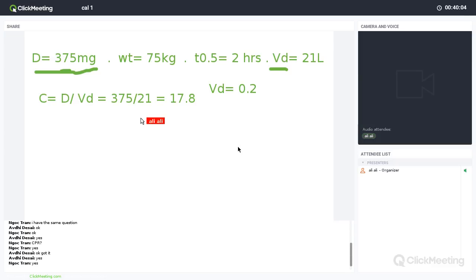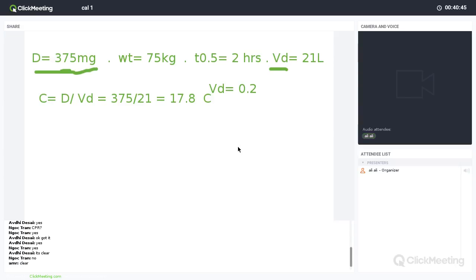Okay, so this is the first one. This is very simple and easy. 17.8, so the answer is C. The answer is C. This is very simple, as I told you, and easy. Is it clear, or is there any problem here? Great. Then we will go for the next question.